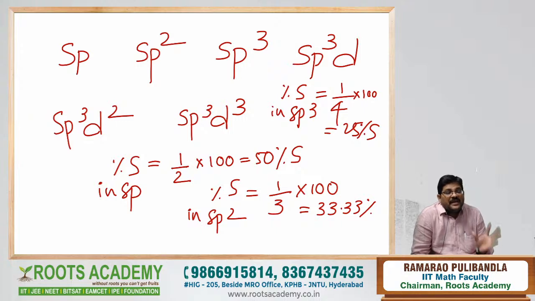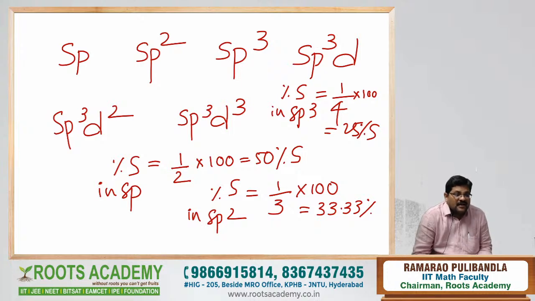And if they ask about the percentage of the P character, or the percentage of the S character in the sp3 hybridization: in sp3 means what? 1 s orbital, 3 p orbitals. Only 1 s orbital is there. 1 by 4 into 100, 25% of S character is there in case of sp3 hybridization.